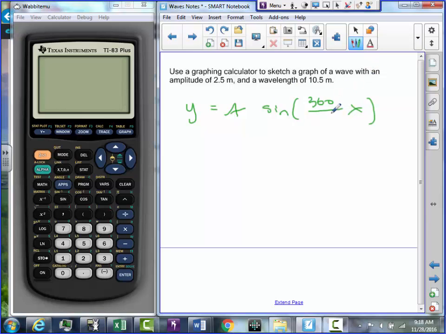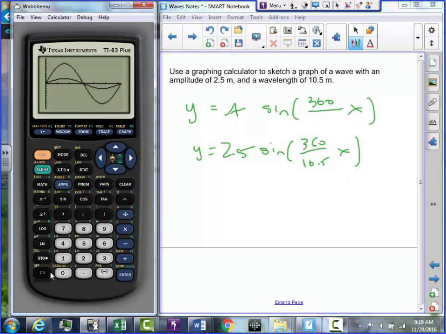Okay, well, if I tell you your amplitude is 2.5, where's that number go? Yeah, it's your leading coefficient. So y equals 2.5 sine. And if I tell you the wavelength, it just means you take 360 right here and you divide it by 10.5. There, we now have an equation. Let's graph it, see what it looks like. So y equals 2.5 sine of 360 divided by 10.5.